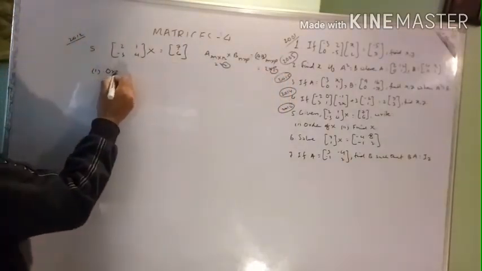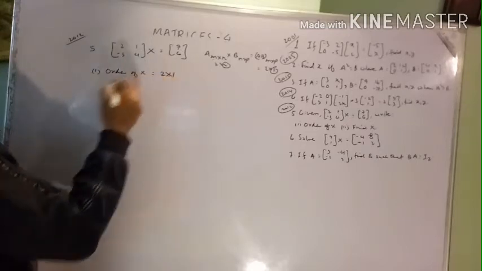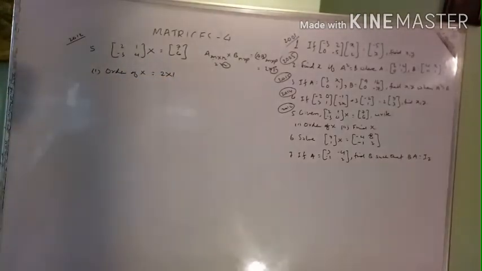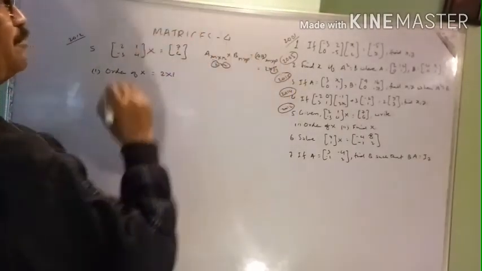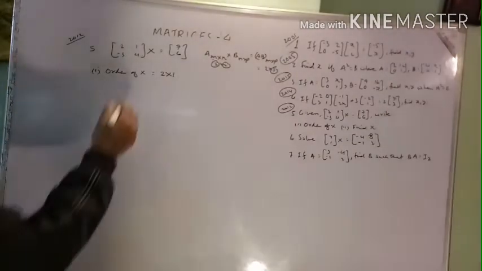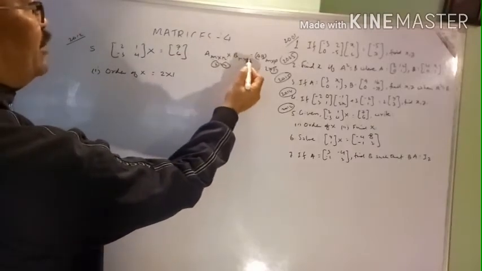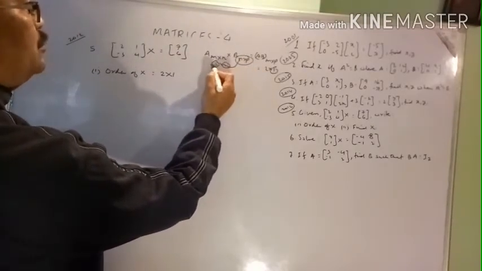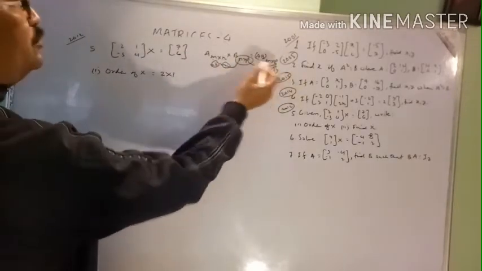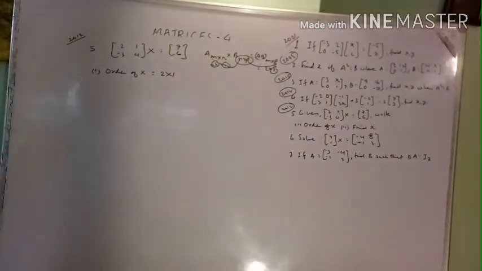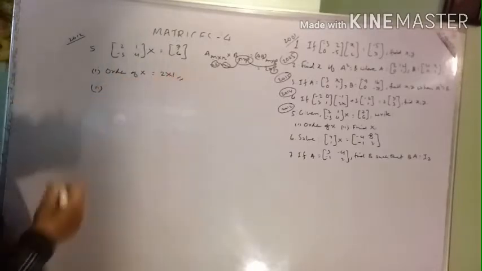So the order of X must be equal to 2 by 1, meaning 2 rows and 1 column. It takes the number of rows from here and the number of columns from here. So n will be equal to this 2 and p will be equal to this 1. So 2 by 1. This is the order of X.